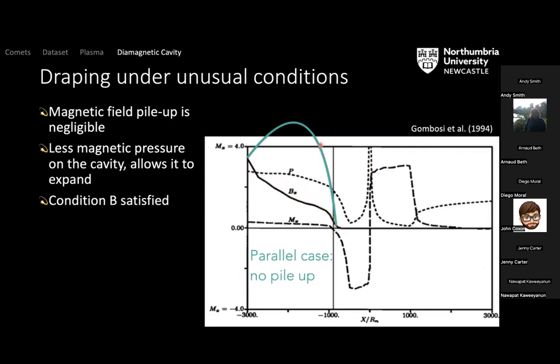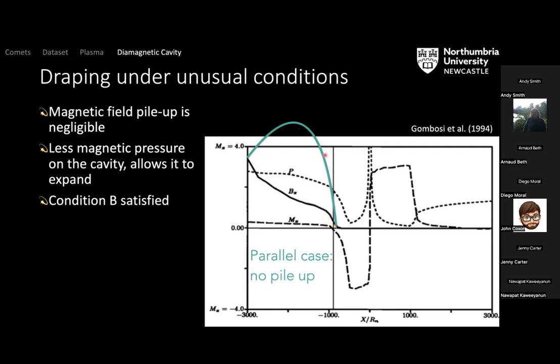And then in green, I've put in the normal case, where the solar wind velocity and magnetic field are perpendicular, where we very clearly would see pileup because of the deceleration of the solar wind and the pileup of the field.